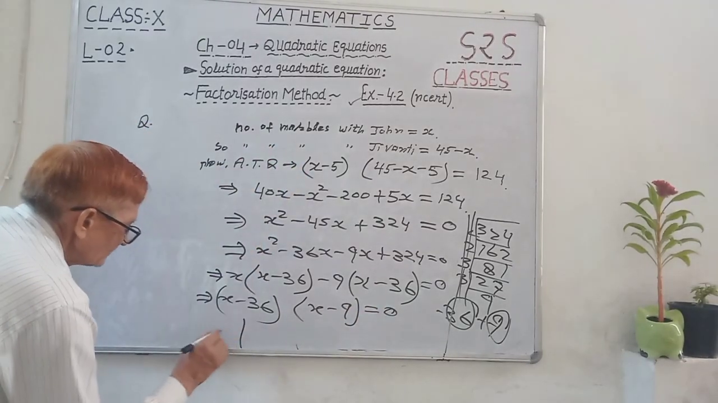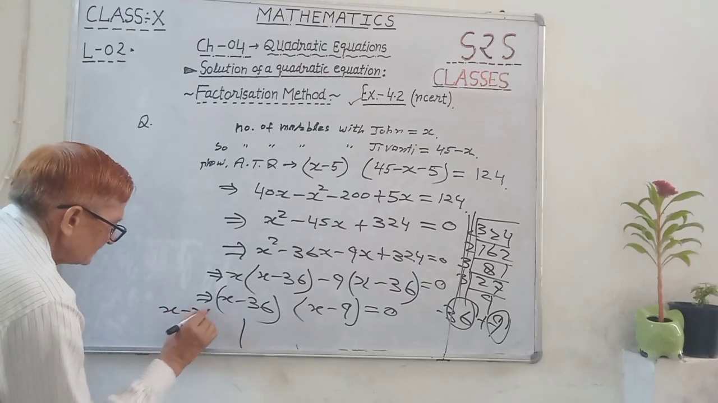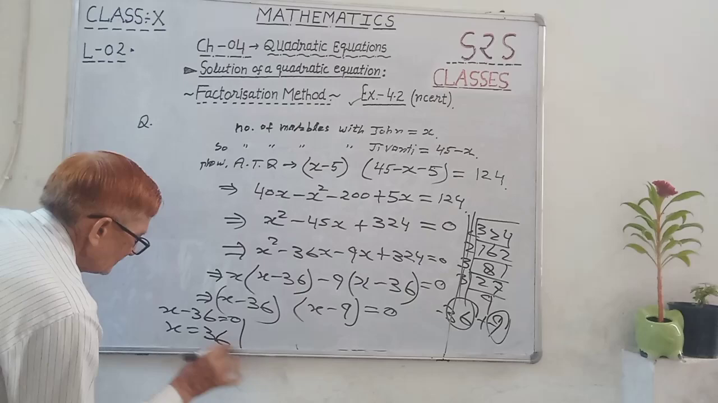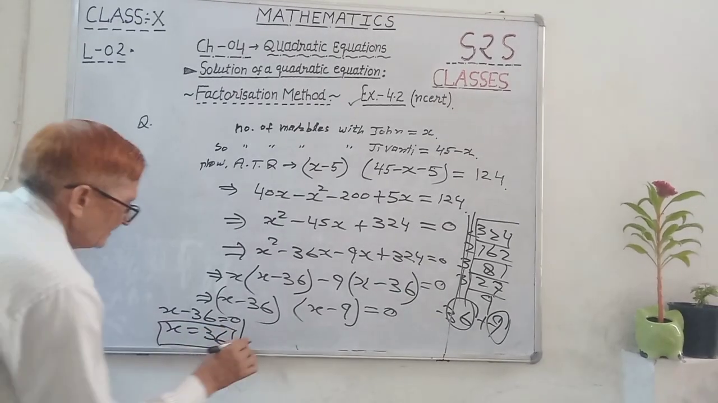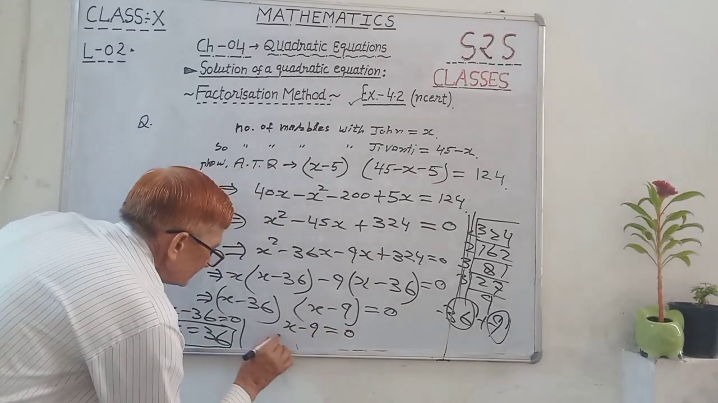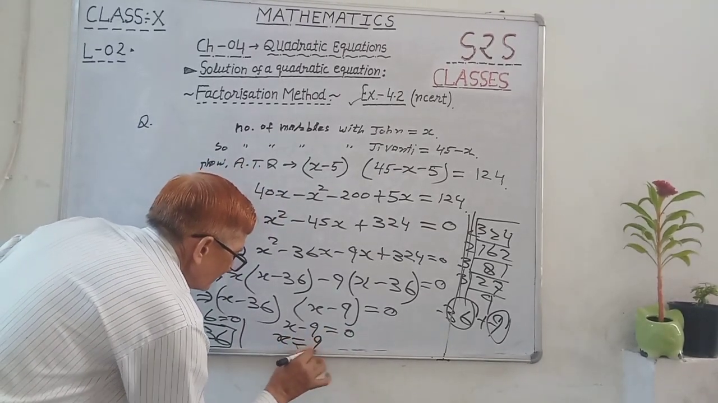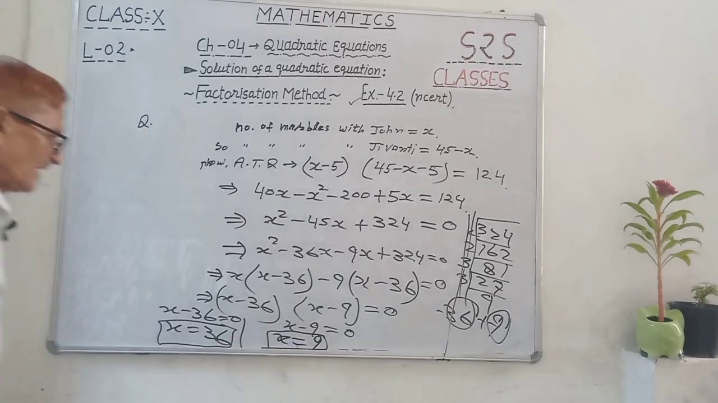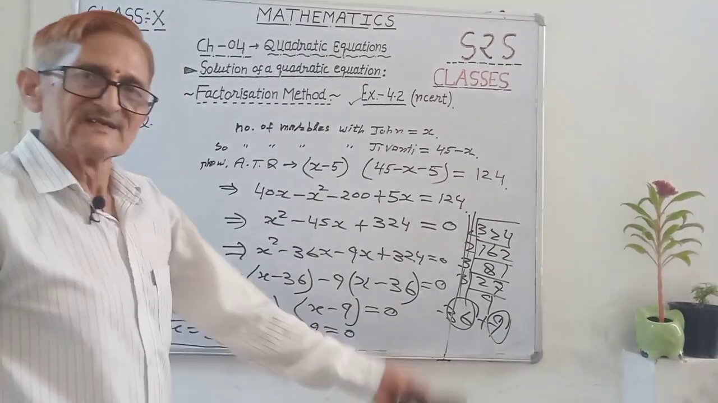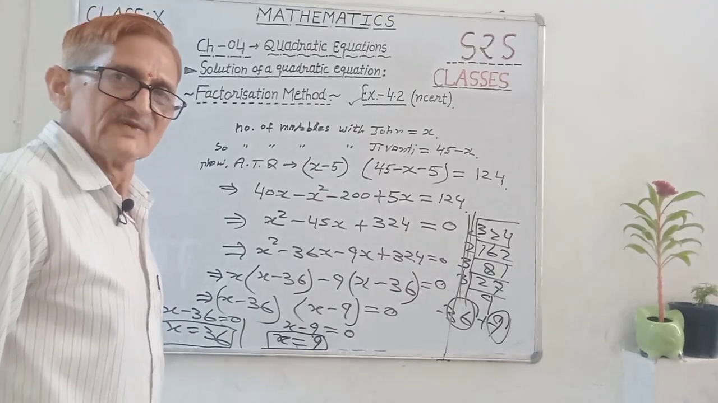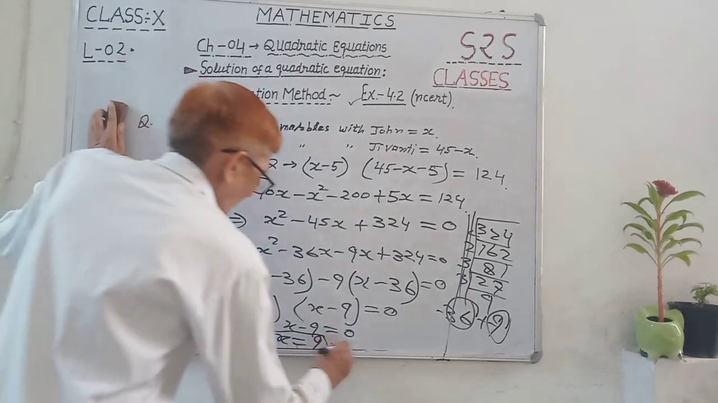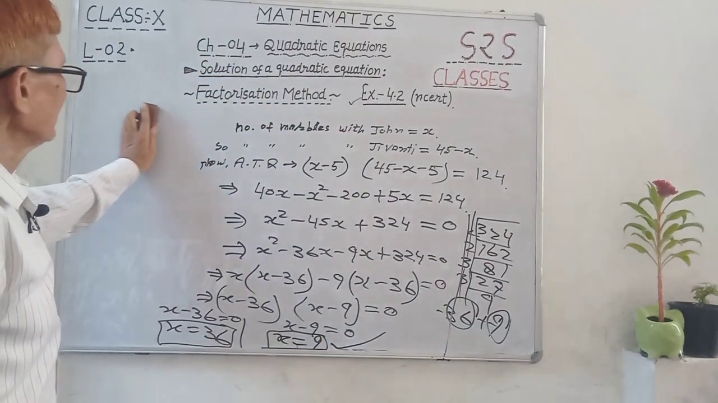Then make each equal to 0. So x minus 36 is equal to 0, then x is equal to 36. And x minus 9 equal to 0, then x is equal to 9. Okay. So both have, one is 36, the other is 9. If one is 9, the other is 36. Both sum is 45. That is the answer, so this is the solution. Both have 36 and 9 marbles.